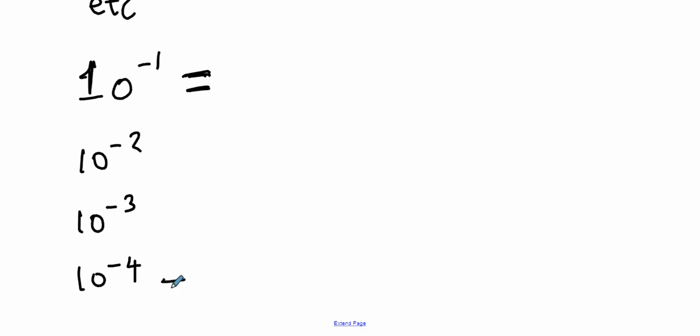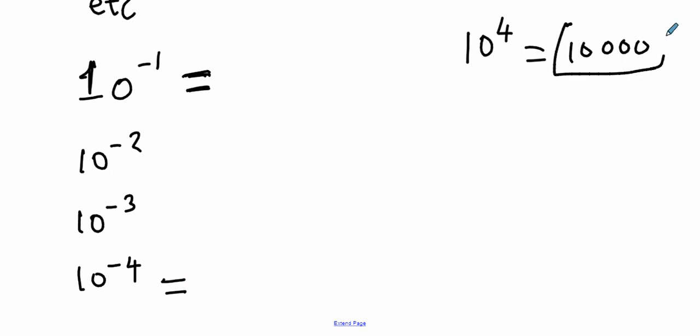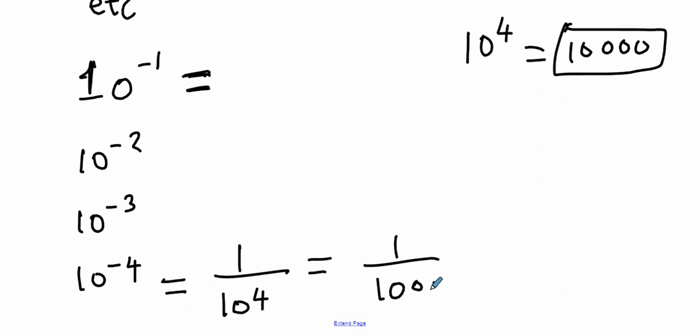Let me start from 10 power negative 4. You already know that 10 power 4 equals 10,000, because it is 10 times 10 times 10 times 10. So 10 power negative 4 is the same as the reciprocal of 10 power 4. And this will mean 1 over 10,000. See that?